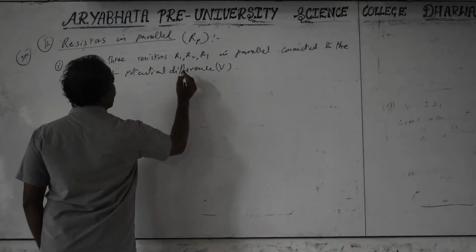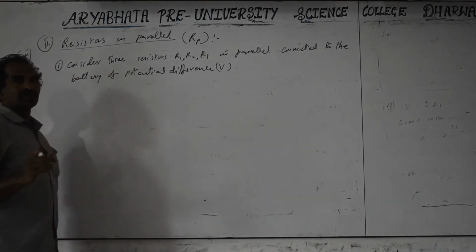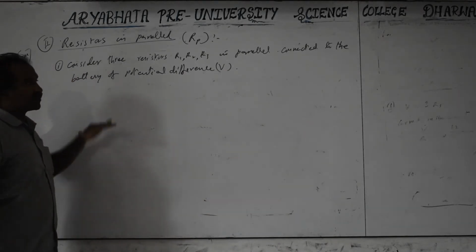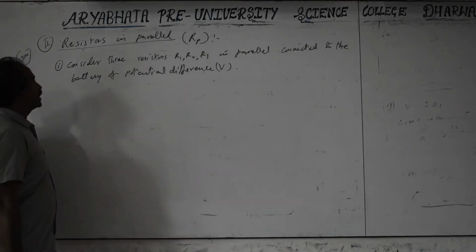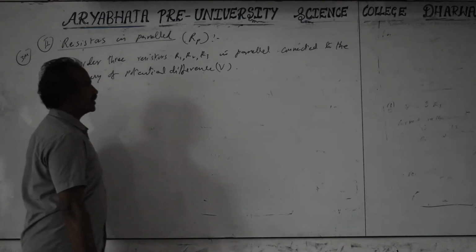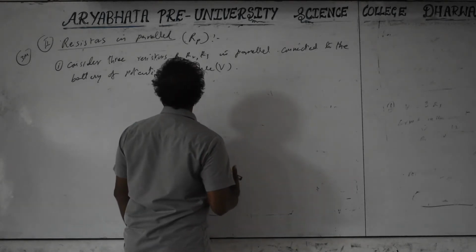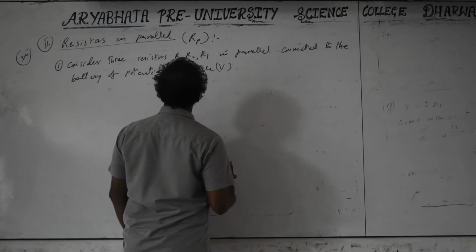Cell means one battery. Battery actually means a collection of cells, but we will discuss cells again after this. So 3 resistors R1, R2, R3 are connected in parallel to the battery of potential difference V.